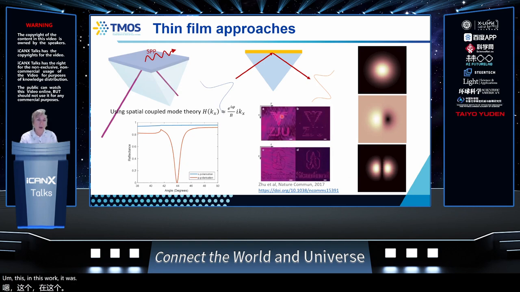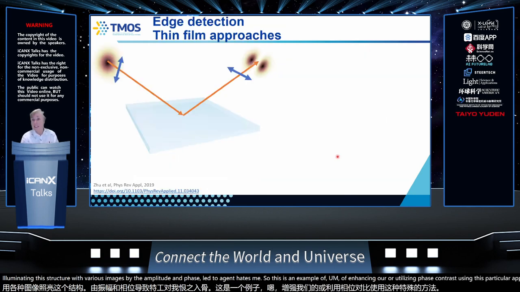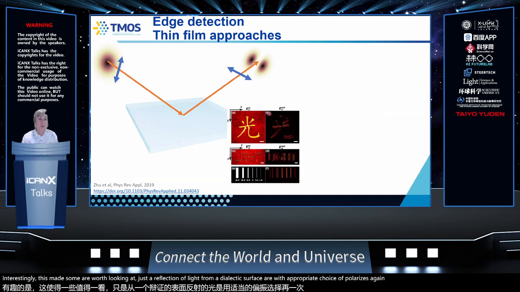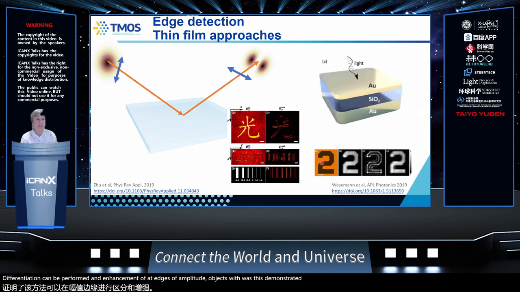In this work, it was shown that illuminating this structure with various images, both amplitude and phase, led to edge enhancement. So this is an example of enhancing or utilising phase contrast using this particular approach. Interestingly, there's been some work looking at just reflection of light from a dielectric surface with appropriate choice of polarizers. Again, differentiation can be performed, and enhancement of edges of amplitude objects was demonstrated in this particular case.